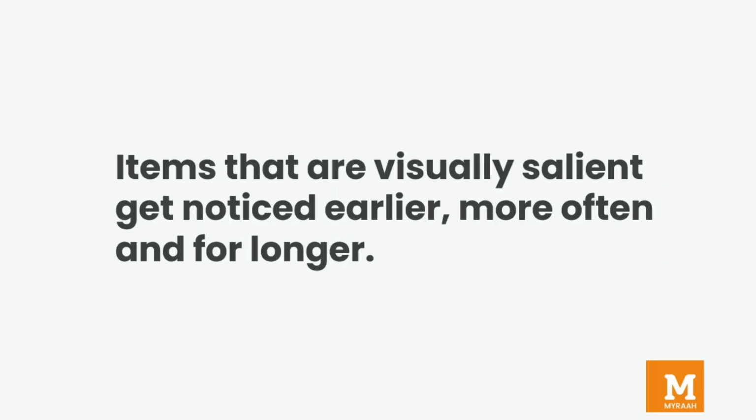Items that are visually salient get noticed earlier, more often, and for longer. While movement is particularly attention grabbing, in the case of still visuals, three features of saliency are most important: color, pattern, and size. Other visual features can also affect saliency, which include depth, shapes, flickering, and offset.